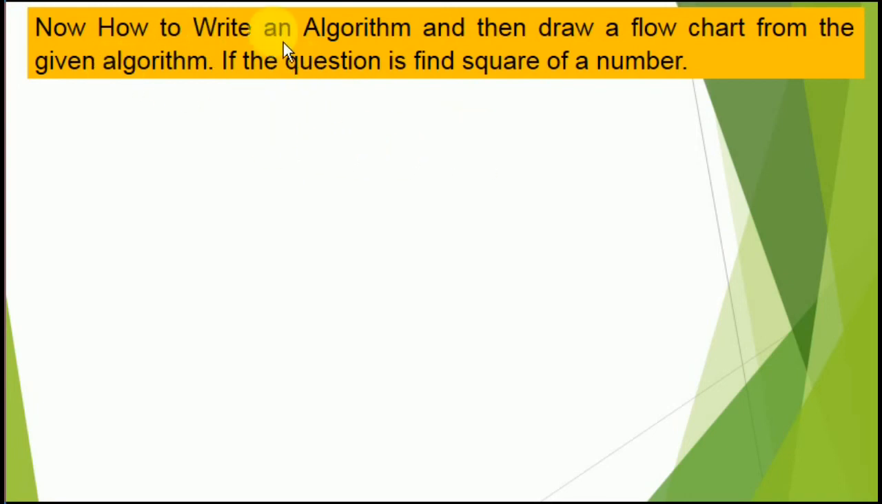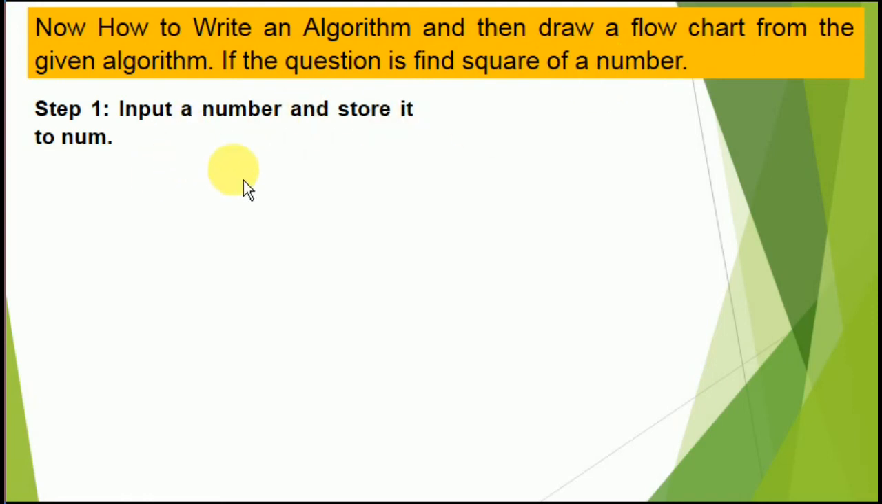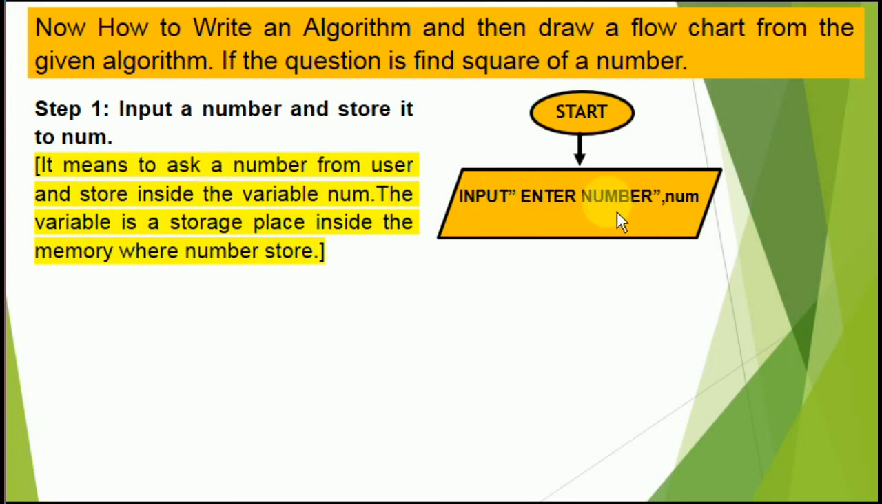We have gone through all the things now. Now we need to understand one more question: write an algorithm and draw the flowchart from the given algorithm. If the question is to find the square of a number, square means we multiply that number with the same number again. Input a number and store it in num. This is a sequence: we accept a number in a variable named num. Second, this is a line in a flowchart. It means to ask for a number from the user and store it inside the variable num. The variable is a storage place inside the memory where the number is going to be stored.